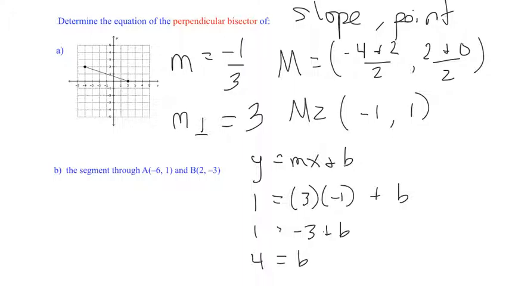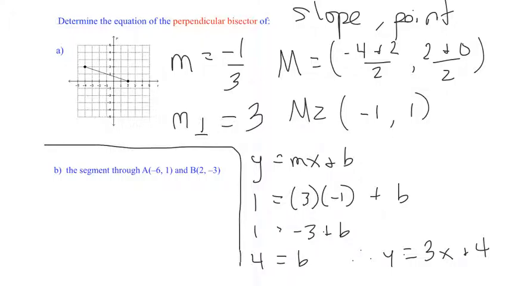Now I can write down the equation. So my equation is y = 3x + 4. That's my perpendicular bisector. Okay, so that kind of took me a lot of room there, all that.